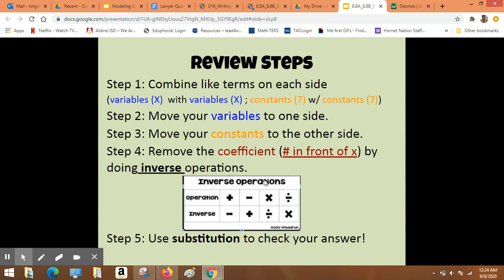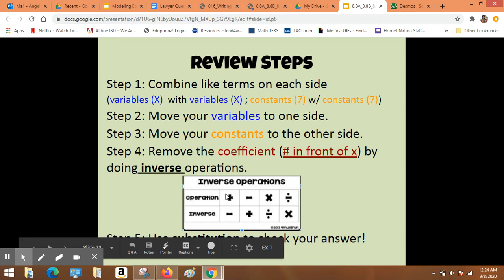And remember, inverse means the opposite of. So if you're adding, you're going to subtract. If you were subtracting, you're going to add. If you were multiplying, you're going to divide. And if you were dividing, you're going to multiply now. Yay or nay? I hope you're saying yes. Okay, and once again, if you're forgetting this, make sure you wrote that down in your notebook.